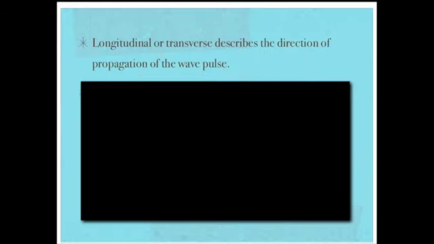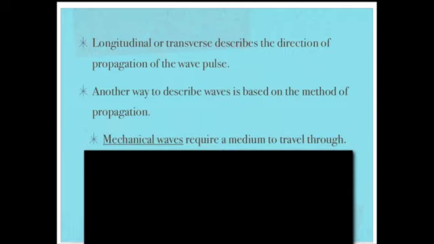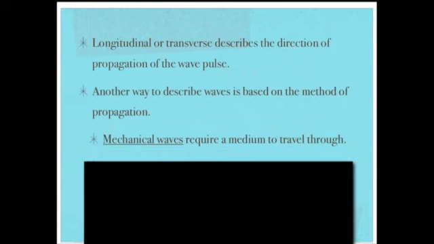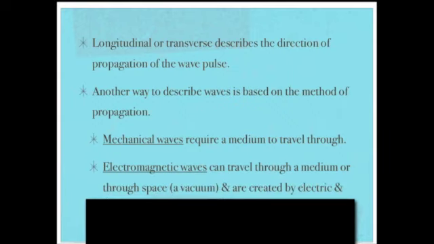Another way to talk about waves is based on the method of propagation. We're going to look at two types of waves, and these waves are based on how the waves propagate. First, mechanical waves. Mechanical waves require a medium to travel through. That means they have to travel through something. A solid, a liquid, a gas. They cannot travel through emptiness, which we might call empty space. Electromagnetic waves can travel through a medium, or they can travel through space, which we can also call a vacuum.